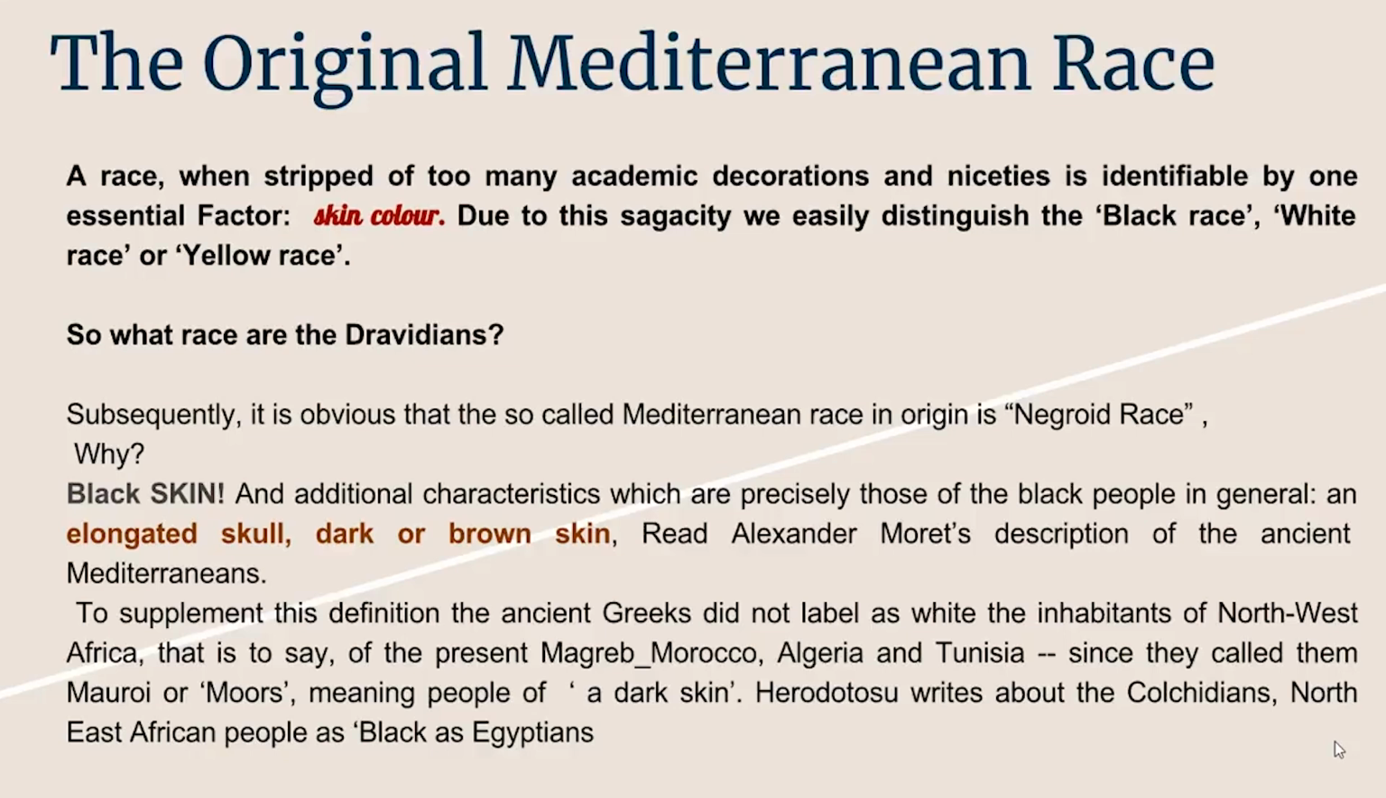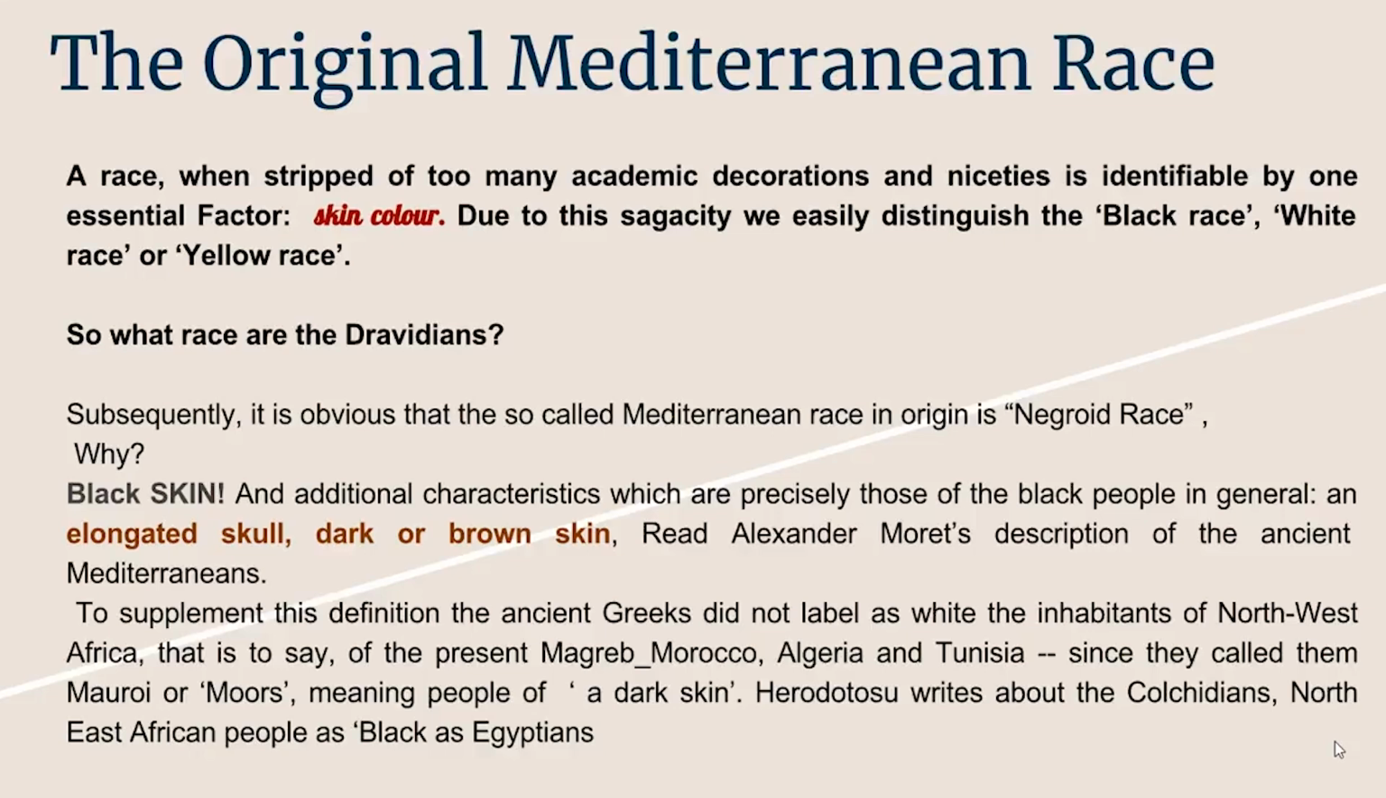Why do we say that? Black skin, that's why we say that. And additional characteristics which are precisely those of the black people in general: an elongated skull or dolichocephalic, a protruding jaw, dark or brown or black skin. You can read Alexander Morris' description of the ancient Mediterraneans.